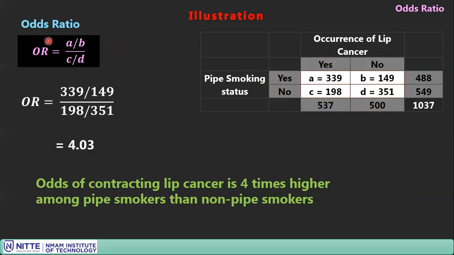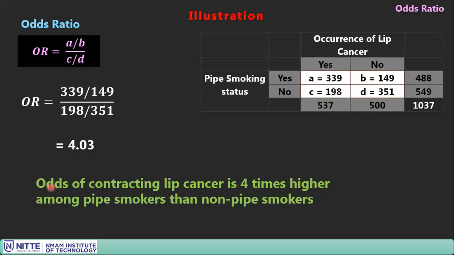Now you are going to calculate the odds ratio. That means 339 divided by 149 numerator, 198 divided by 351. 339 by 149 is called the odds of occurrence of lip cancer among the smoking group. 198 by 351, the denominator, is nothing but the odds of occurrence of lip cancer among the unexposed group. So these two you are going to take a ratio and it comes to 4.